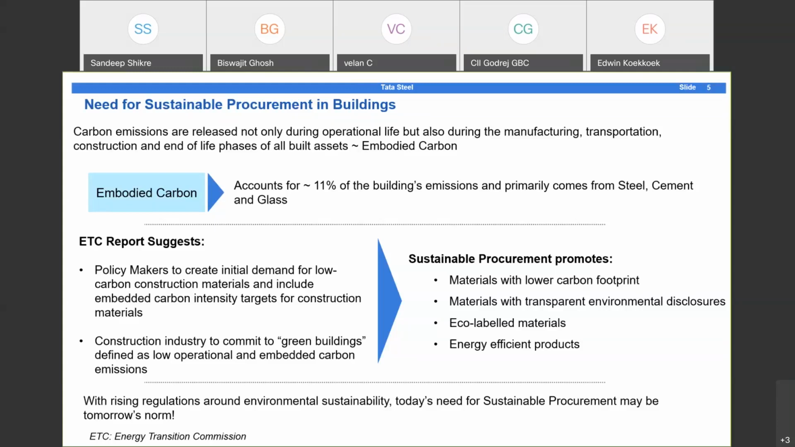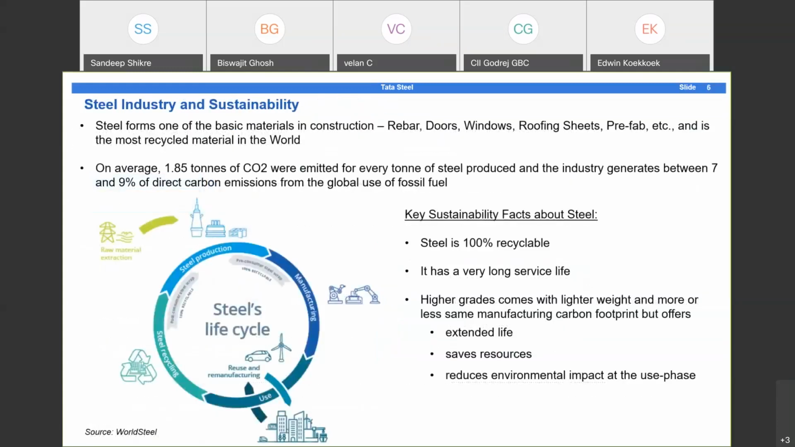Now, coming to the industry, steel forms one of the very basic materials in the construction sector. The steel rebars, which are used for reinforcement of cement concrete, are a major component of any construction. Then there are doors, windows, roofing sheets, prefab materials, etc. And these are all parts of building construction. And steel happens to be the most recycled material in the world.